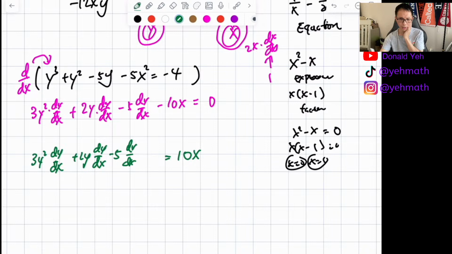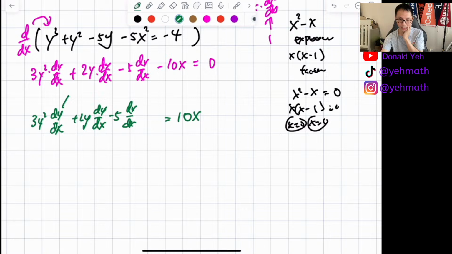Since they all have a dy dx, what can I do next? Anybody know what I can do? Can I isolate dy dx? Factor. Divide both sides by dy dx? Yep. No, you don't divide, you factor. So it's dy dx times 3y squared plus 2y minus 5 equal to 10x. Then you divide to the other side, so dy dx equals 10x over 3y squared plus 2y minus 5. So that's the first implicit derivative that you ever take.